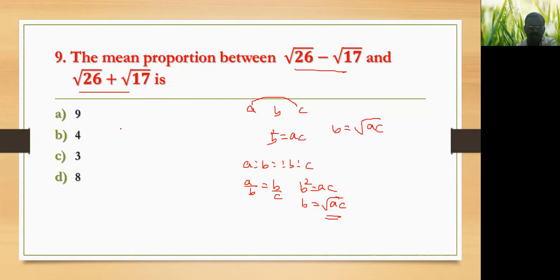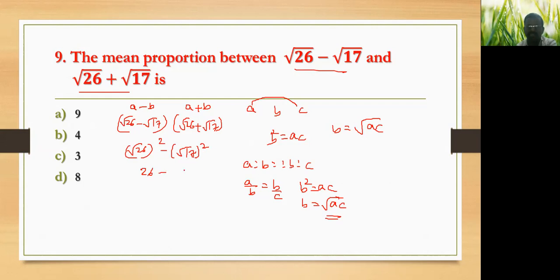Observe here carefully. The first term is root 26 minus root 17 and the second term is root 26 plus root 17. See, even though they are irrational numbers, it is very easy because this is in the form of a minus b into a plus b. So a square minus b square, that is root 26 whole square minus root 17 whole square. Root 26 whole square is 26, minus root 17 whole square is 17. We get 9. So 9 is the b square, correct? Therefore b equal to root 9. Root 9 means 3. That is option C, the correct answer. So question number 9, 3 is the answer.